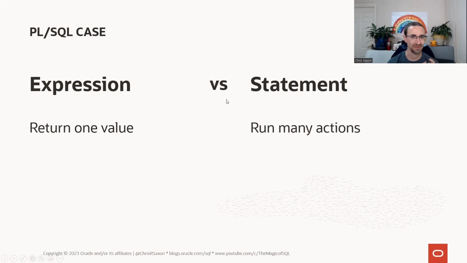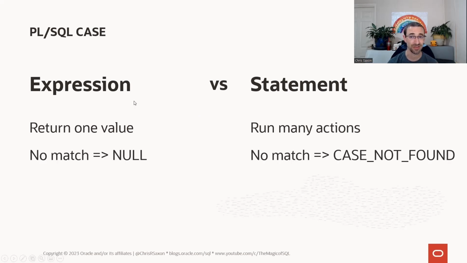Another important difference between these: with a case expression, if nothing matches, the whole thing just returns null. With a case statement, if nothing matches, the database will raise a case not found exception, right? It will tell you, you tried to do something here and we couldn't find a match, it didn't work. So a case statement is where you really want to say, I want to do one of a number of different things and make sure I do exactly one of them. And if I don't do one of them, tell me because there's a problem.